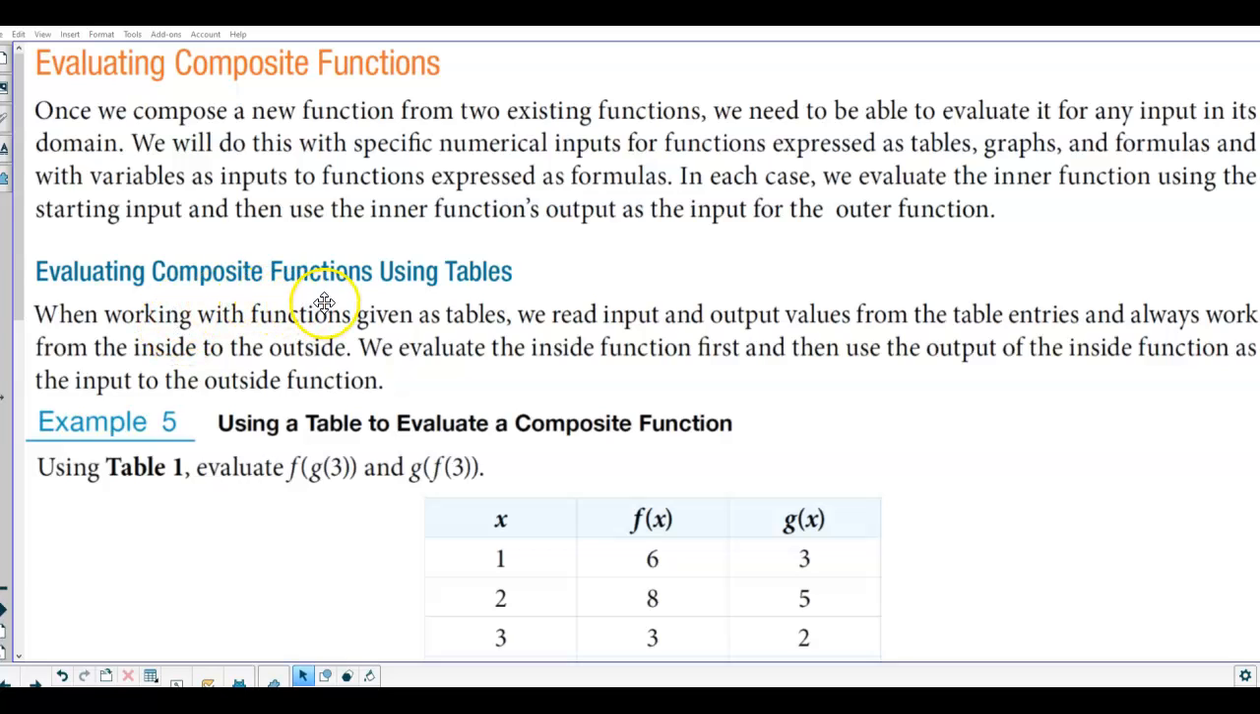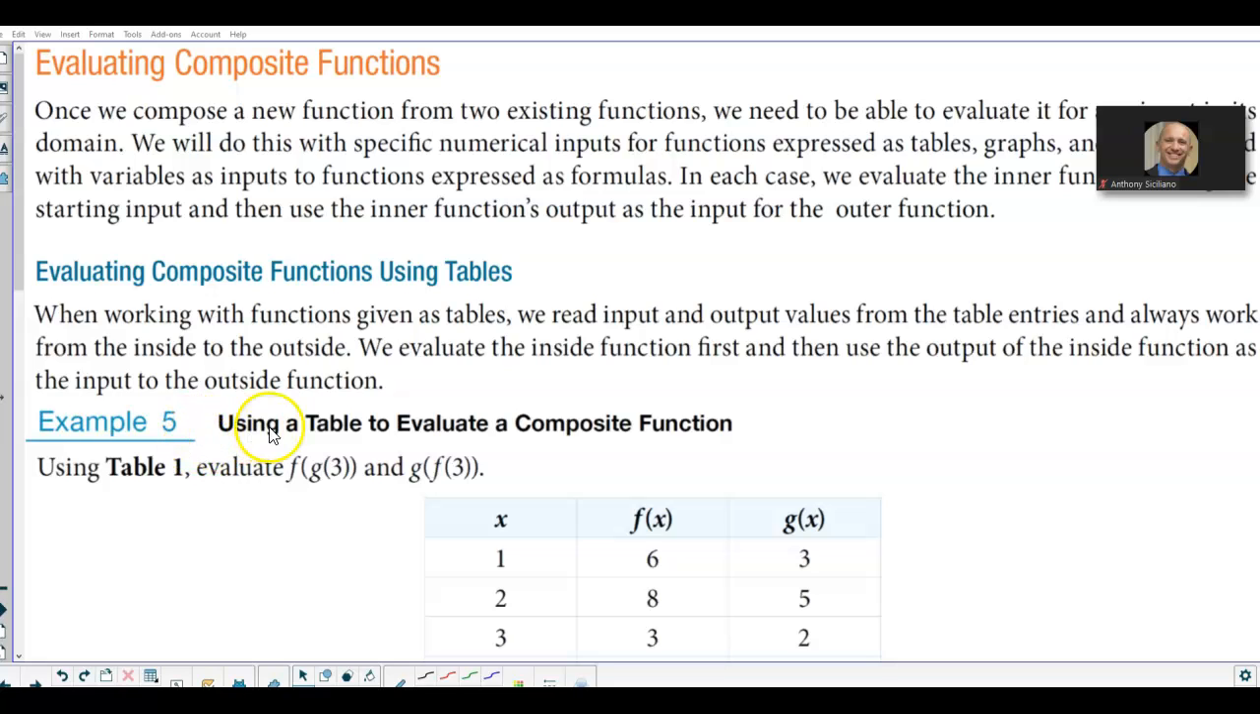Now, evaluating composite functions using tables. When working with functions given as tables, we read input and output values from the table entries and always work from the inside to the outside. We evaluate the inside function first and then use the output of the inside function as the input to the outside function.